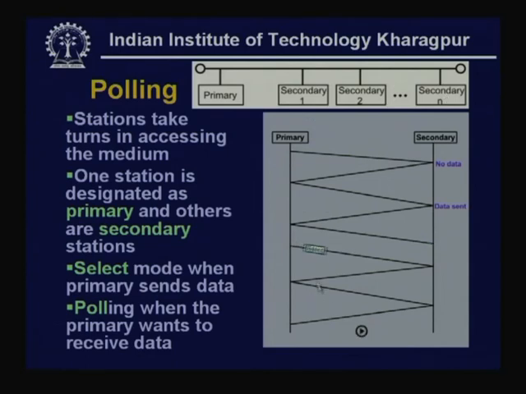And the next one is the select mode, in which data goes from the primary to the secondary. So, the selection signal goes with the address, and that particular station, one of the secondary stations, will respond with an acknowledgement packet, and then data is sent by the primary to the secondary, and then the secondary will send an acknowledgement. So, this is how polling is performed whenever a number of stations are connected to a bus which is shared by all the stations.